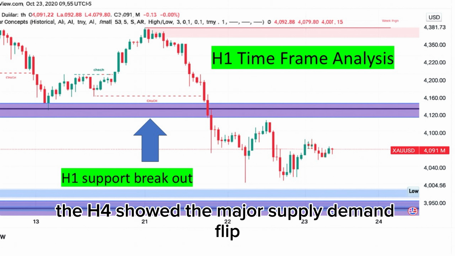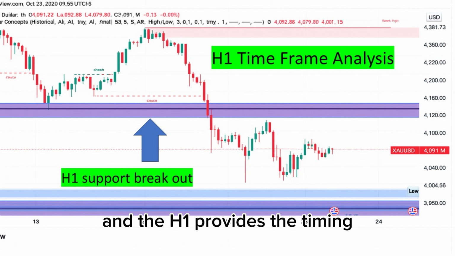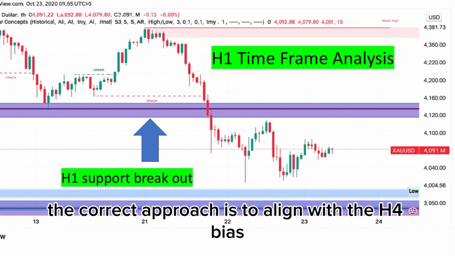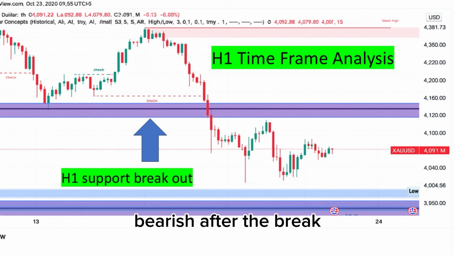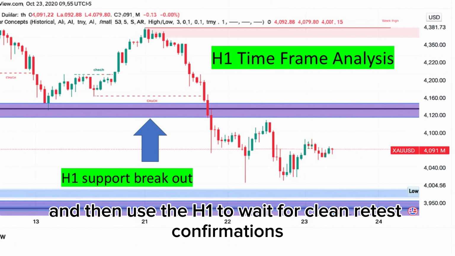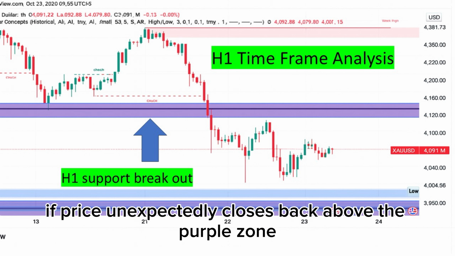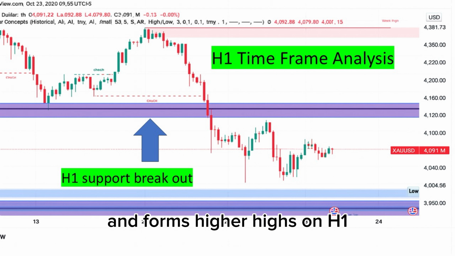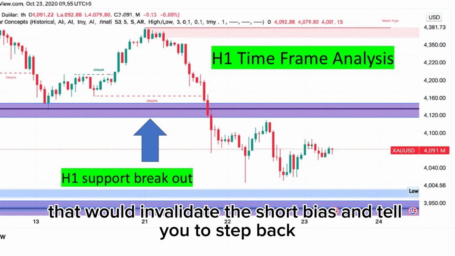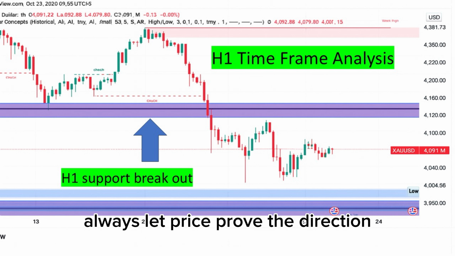Putting H1 and H4 together gives you higher confidence trades. The H4 showed the major supply-demand flip, and the H1 provides the timing. The correct approach is to align with the H4 bias, bearish after the break, and then use the H1 to wait for clean retest confirmations and favorable risk-reward setups. If price unexpectedly closes back above the purple zone and forms higher highs on H1, that would invalidate the short bias and tell you to step back. Always let price prove the direction.